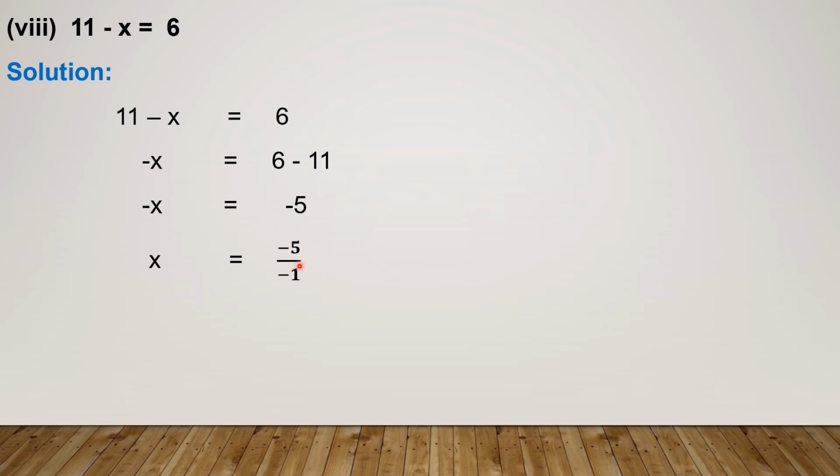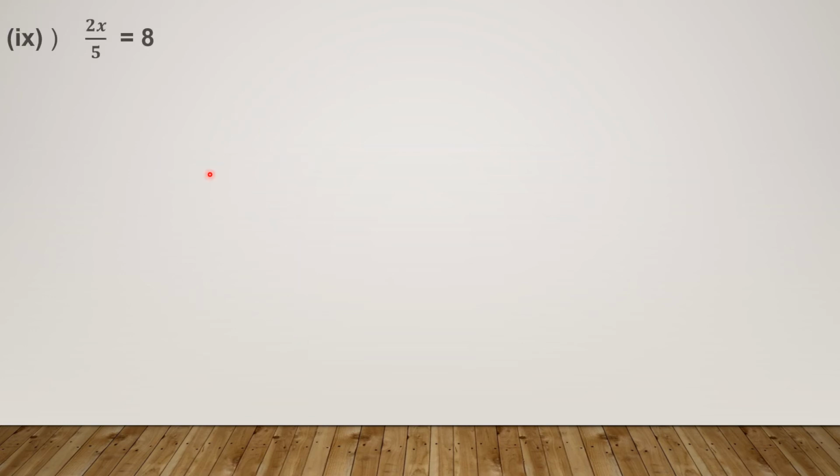The similar rule will apply over here. When you divide minus 5 by minus 1, you will get plus 5 as the answer. Got it? In division, you will apply the same rule of like and unlike signs that we apply in multiplication. Yes, minus 5 divided by minus 1, the answer is plus 5.